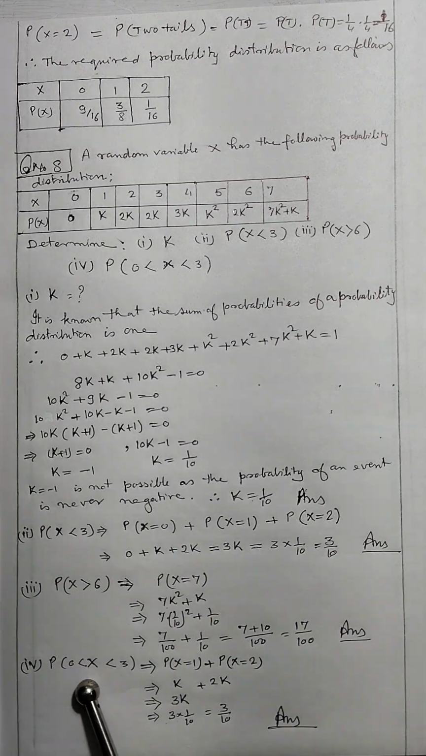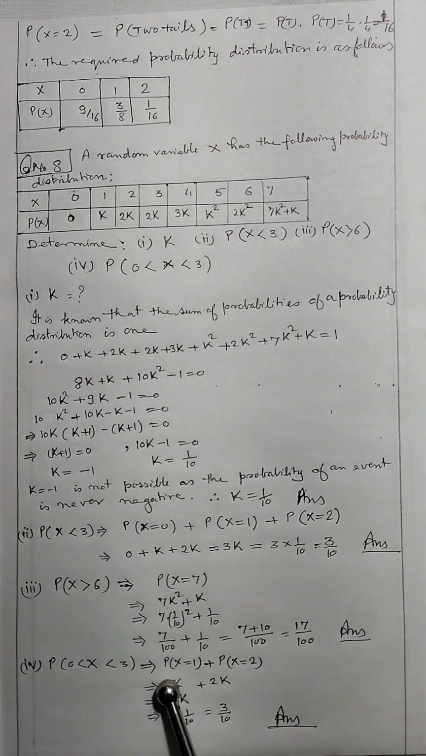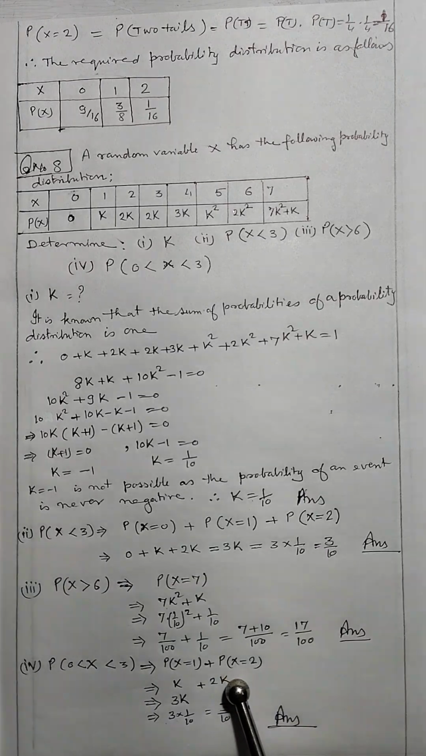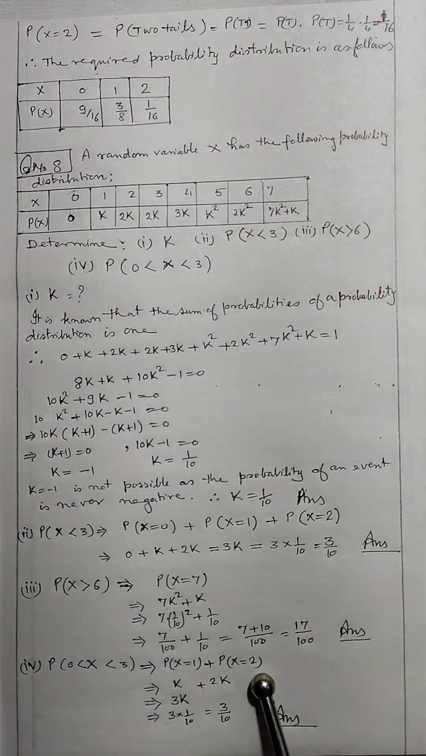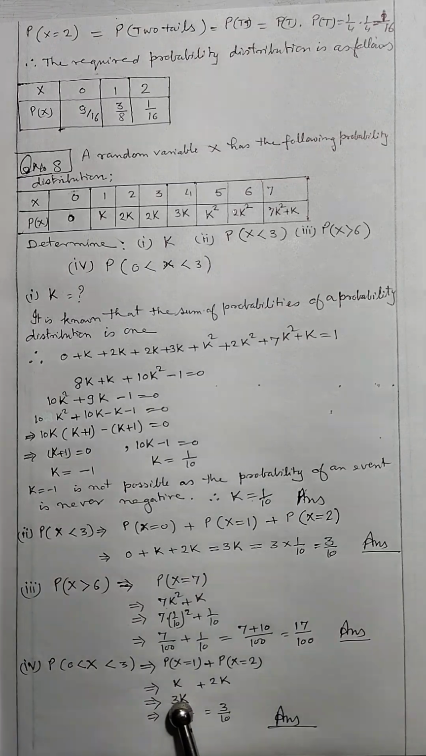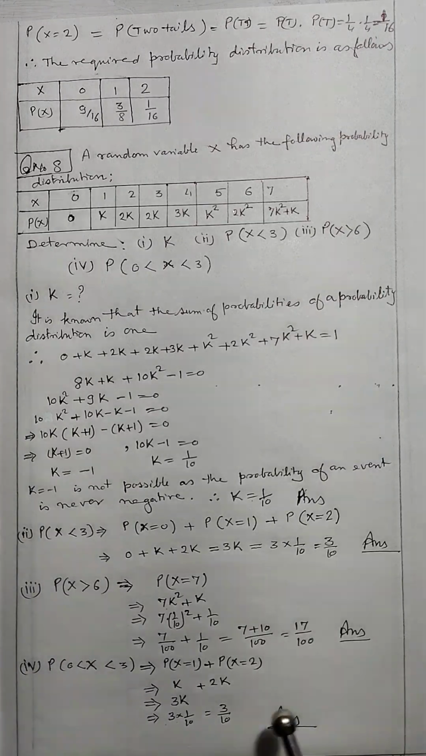Probability of 0 less than x and x less than 3. Here x is equal to 1 plus x is equal to 2, meaning the number should be in between 0 and 3, so x is equal to 1 and x is equal to 2. For x equal to 1 it is k, for x equal to 2 it is 2k. Summation of it will be equal to 3k. Writing down the value of k, 3 into 1 by 10, that will be equal to 3 by 10. That's all.